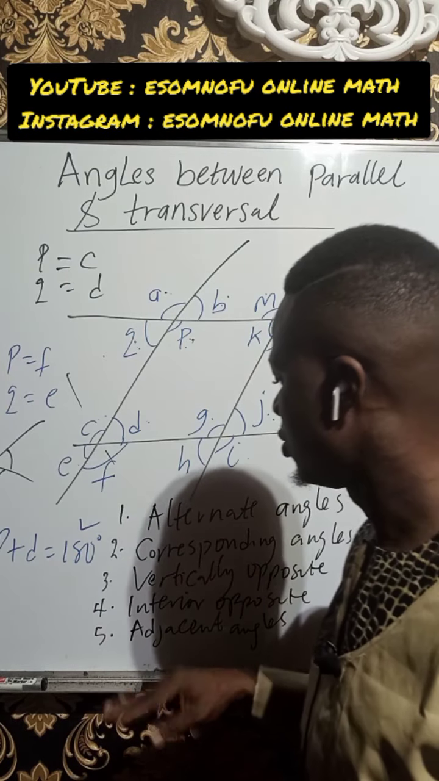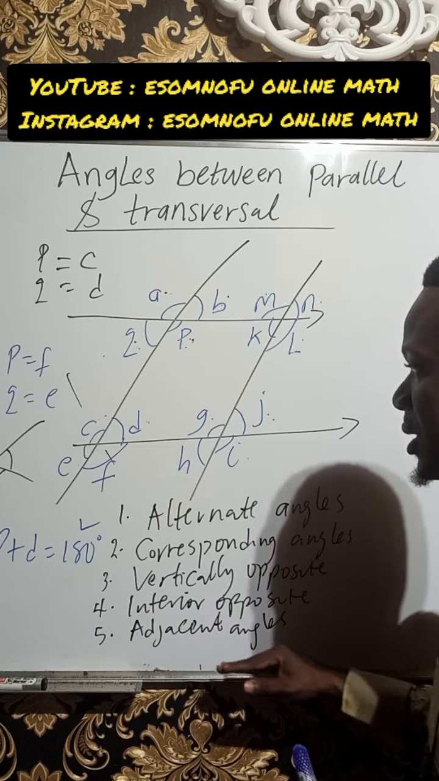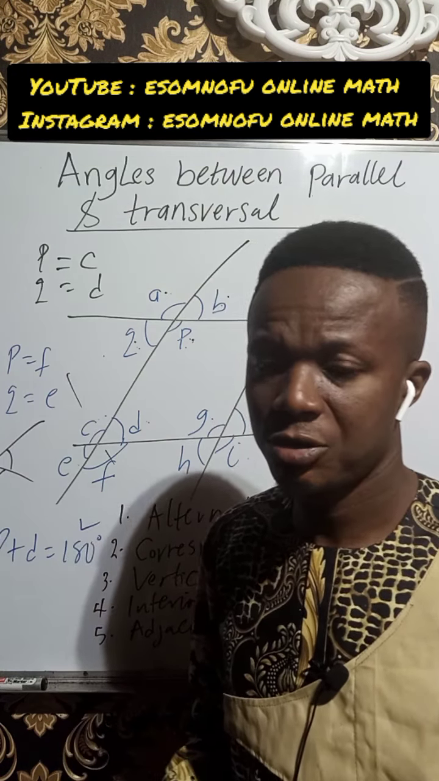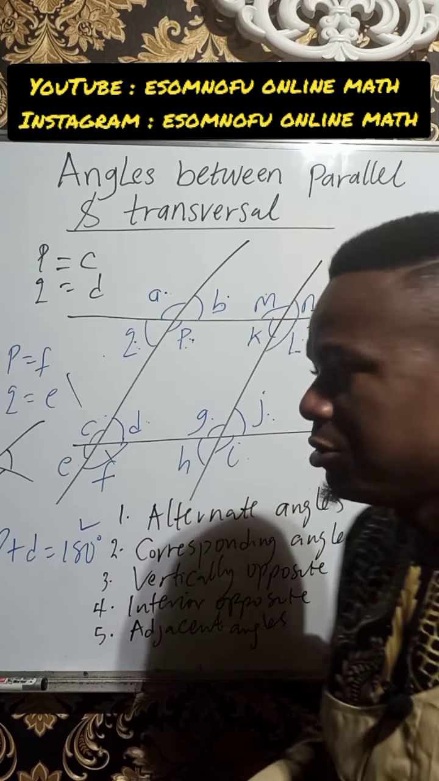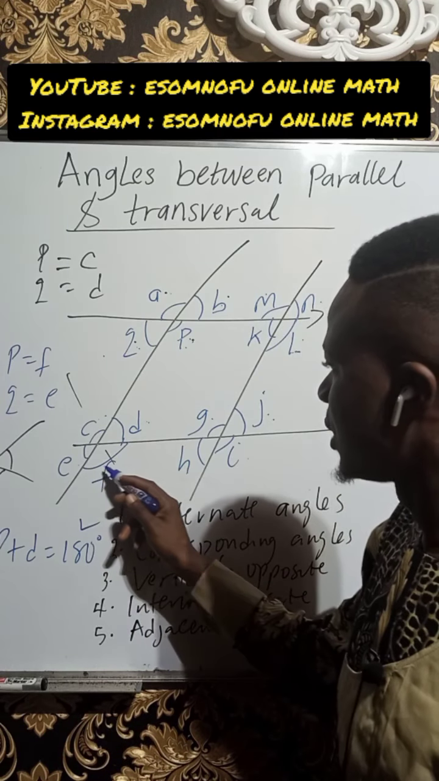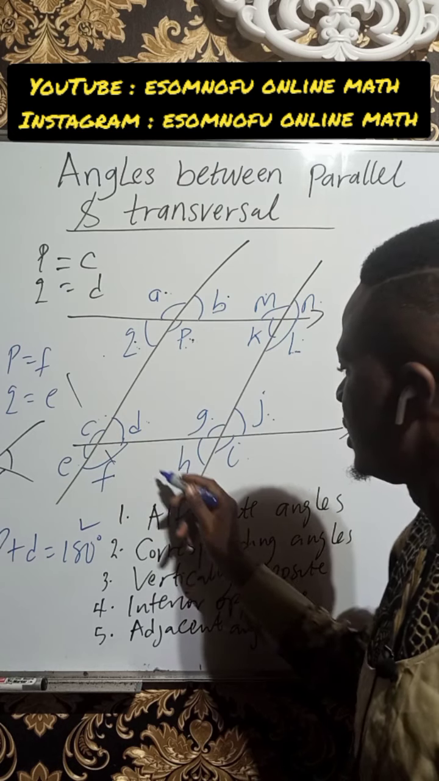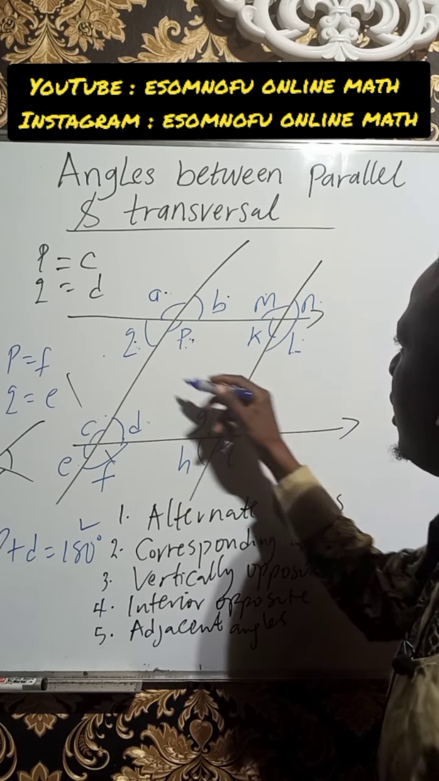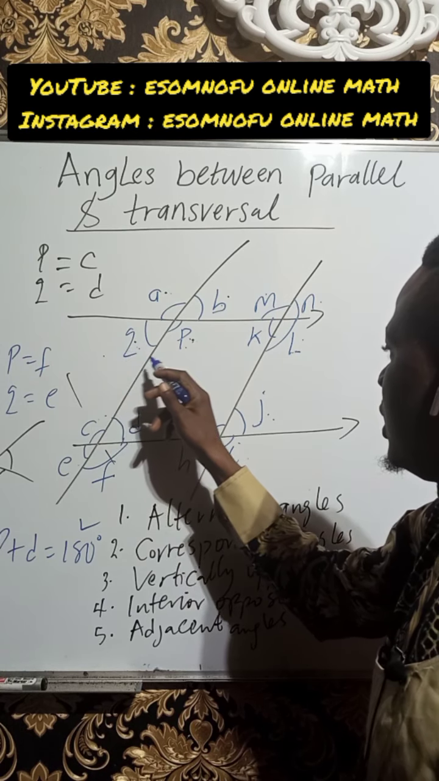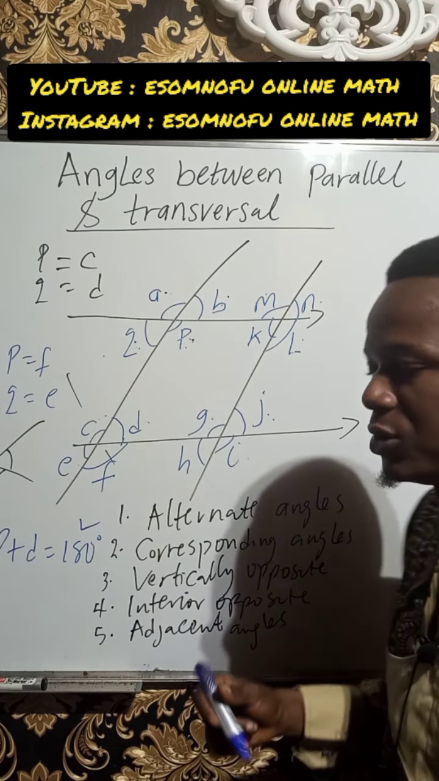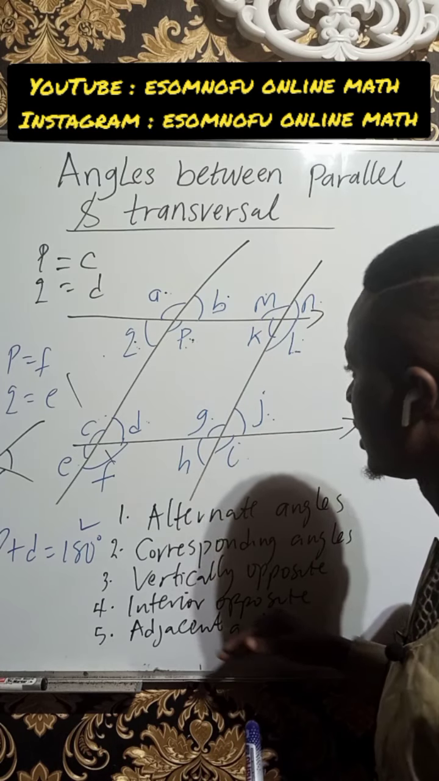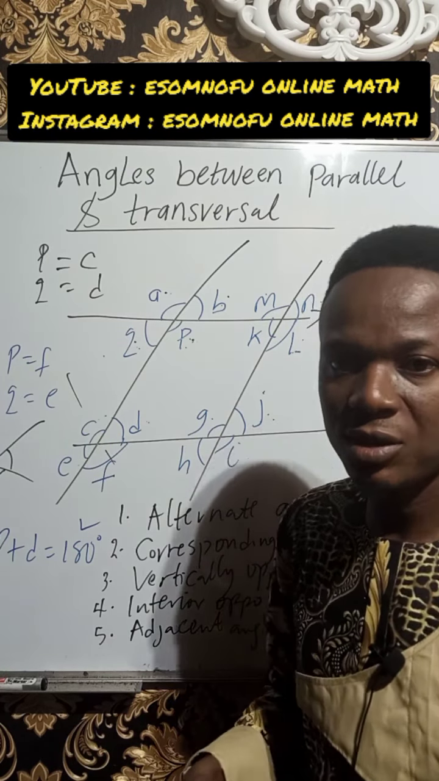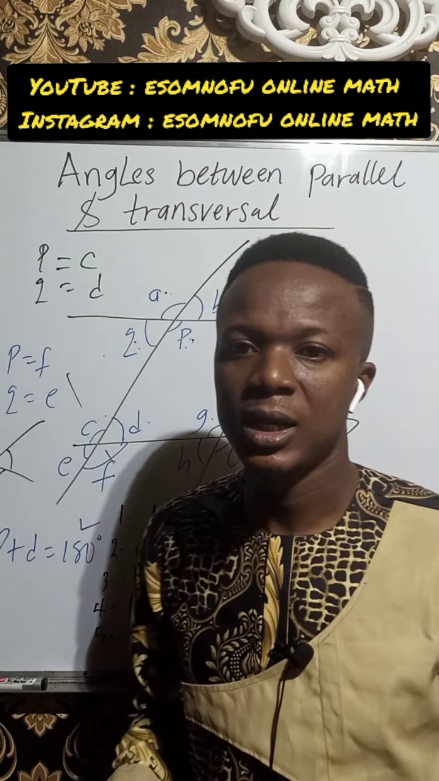So besides the interior opposite angles, we still have the adjacent angles. Adjacent angles are just like supplementary angles or angles on a straight line. They sum up to 180 degrees, like E plus F is 180, C plus D is 180, G plus J, K plus L, G plus P, etc. So these are the adjacent angles. They lie on the same base and they sum to 180 degrees. They're just like angles on a straight line.